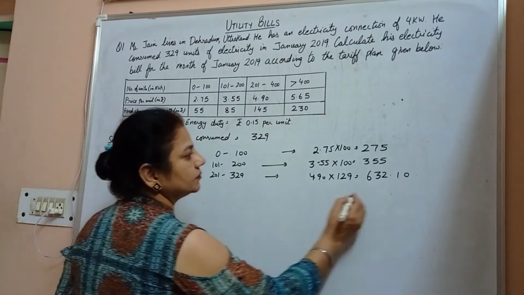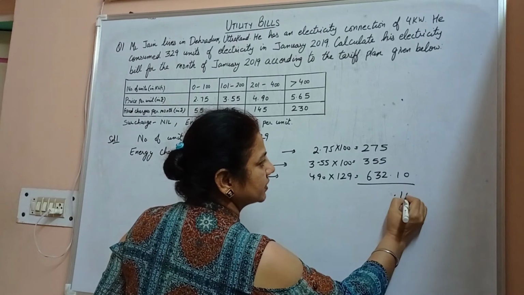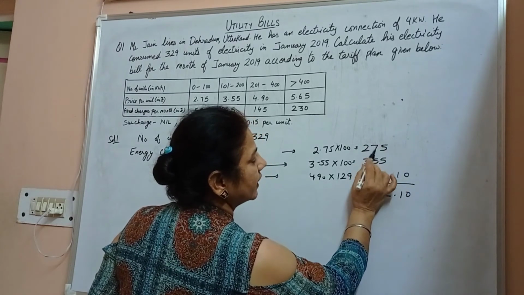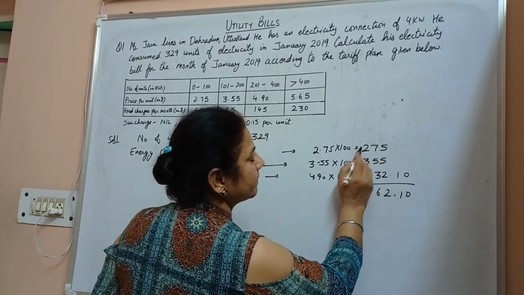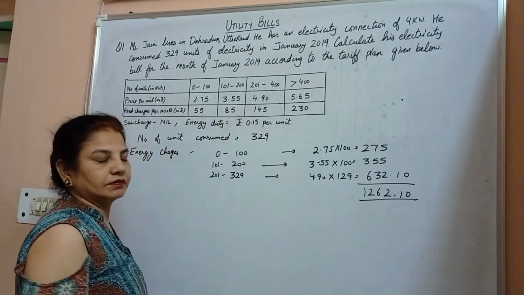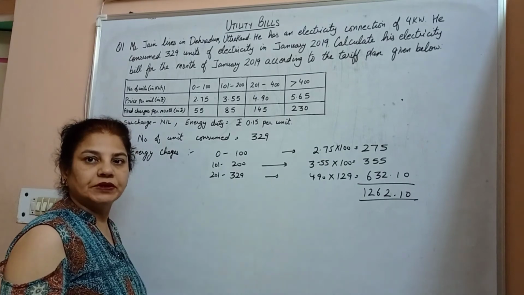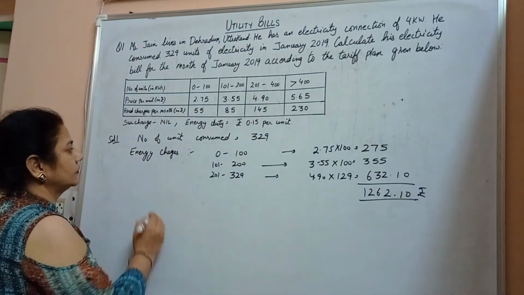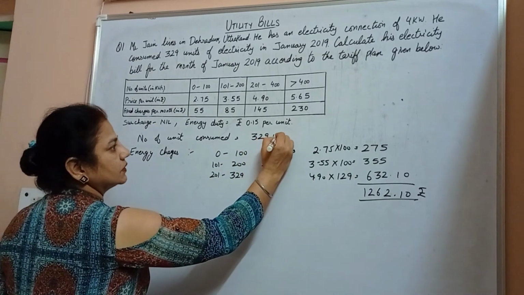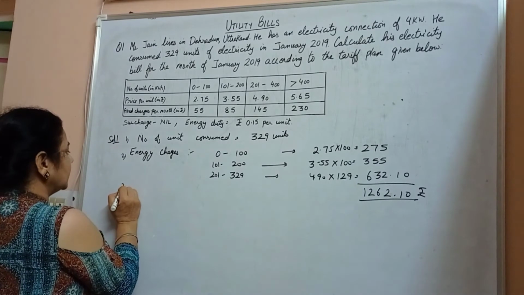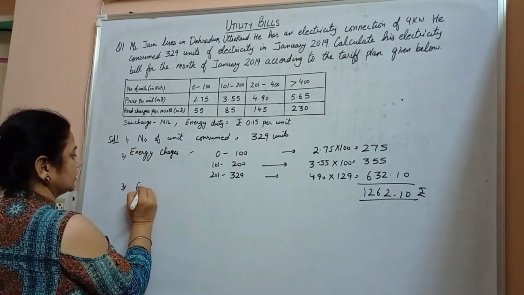Then total consumption charges come to 1262 rupees 10 paisa. This is in units. Then first step, second step, third step is fixed charges.